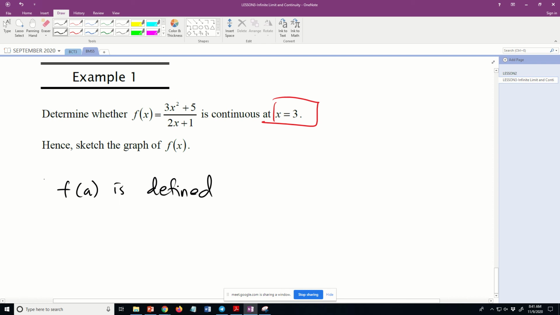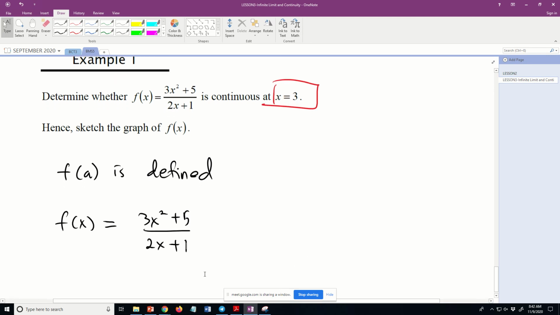Okay, so this is my first definition. FA is defined. How do I test FA? It means my f(x) is equal to (3x squared plus 5) divided by (2x plus 1). This is my function. So what I'm going to do is substitute x equal to 3. I want to substitute here, f(3).